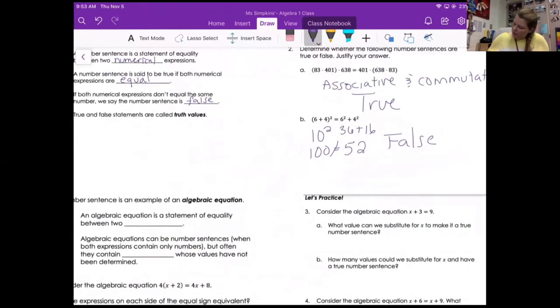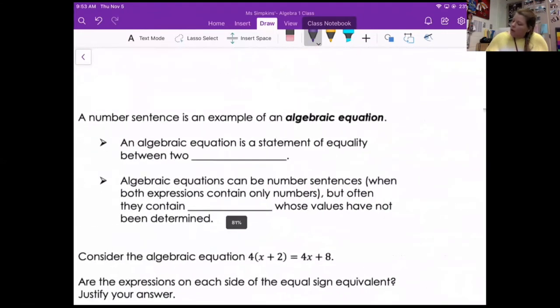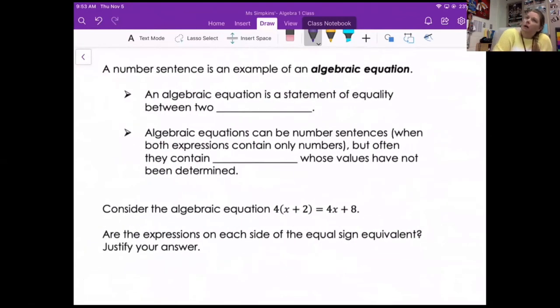Okay, cool. All right, so we're going to start talking a lot about equations. And so equations are just when we have two expressions that are equal to each other. Good job, Gabe. That's right. Algebraic equations can be number sentences. So we can just have numbers, but most likely in this class, we're going to be looking at things that also have variables. So some sort of unknown letter that we're trying to look to see what its value is.